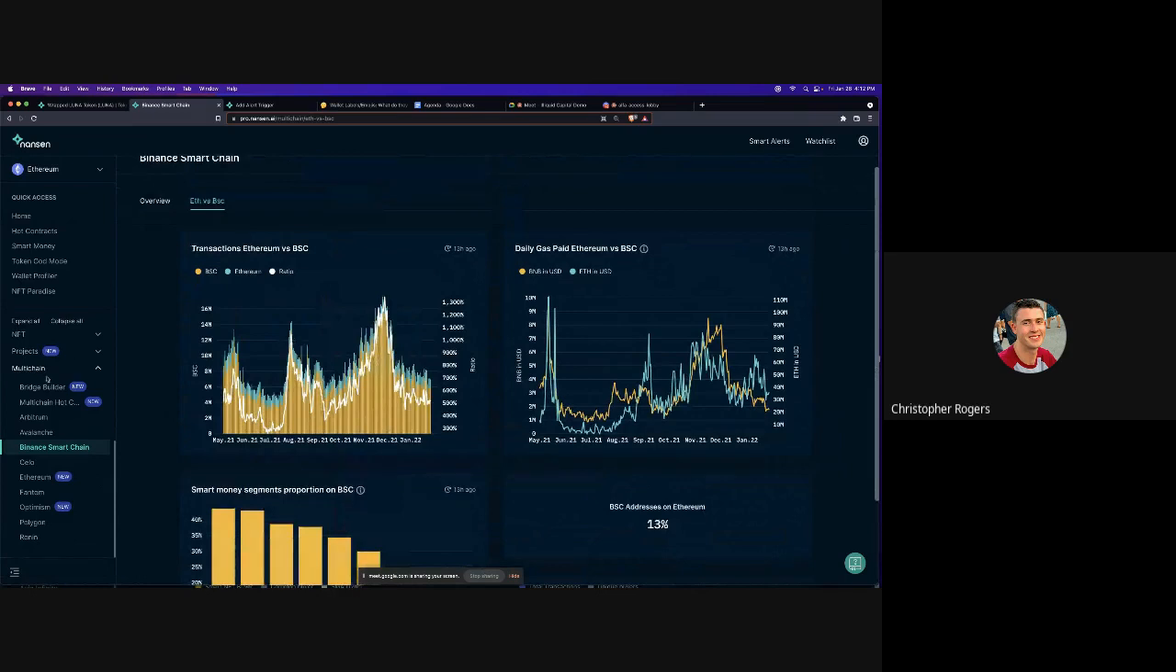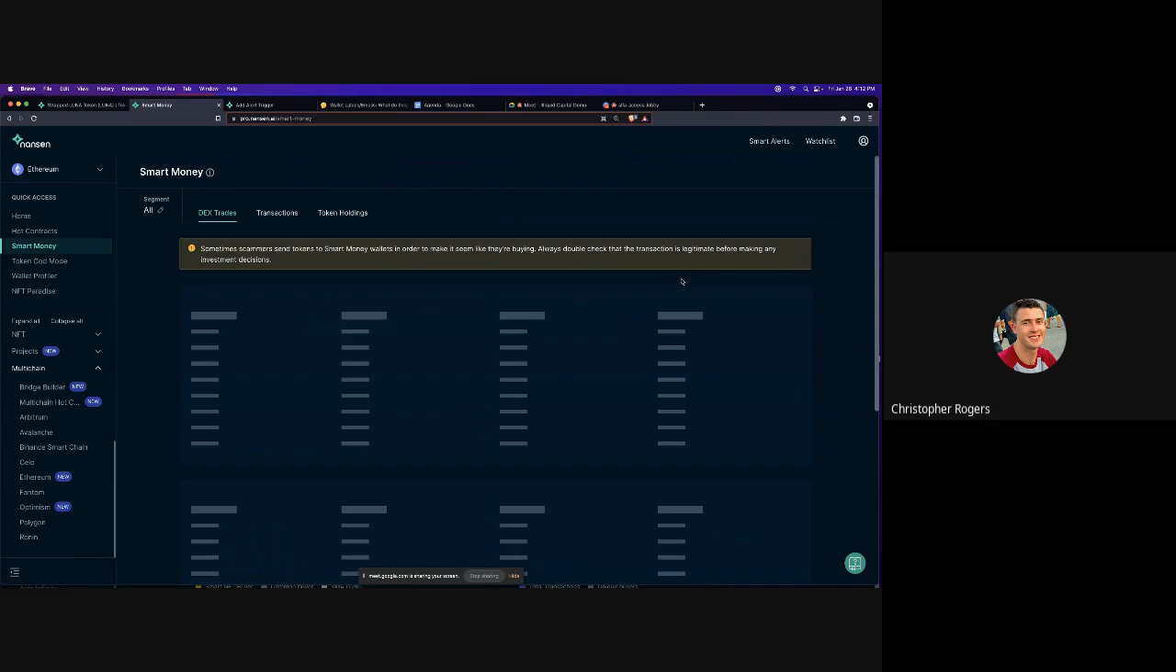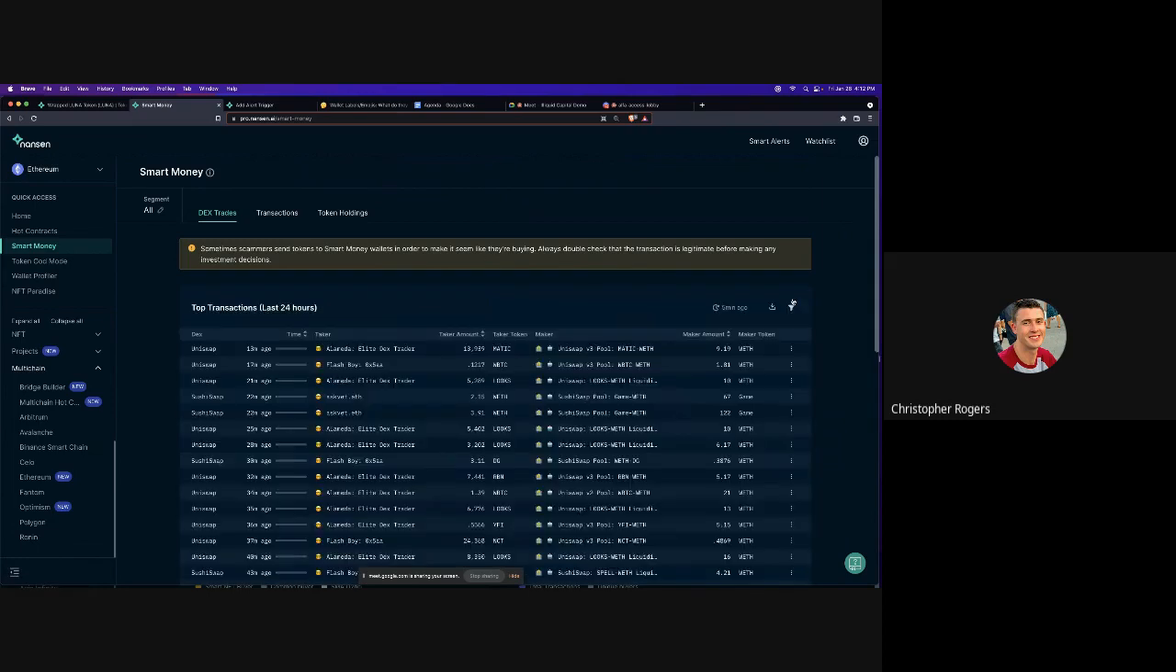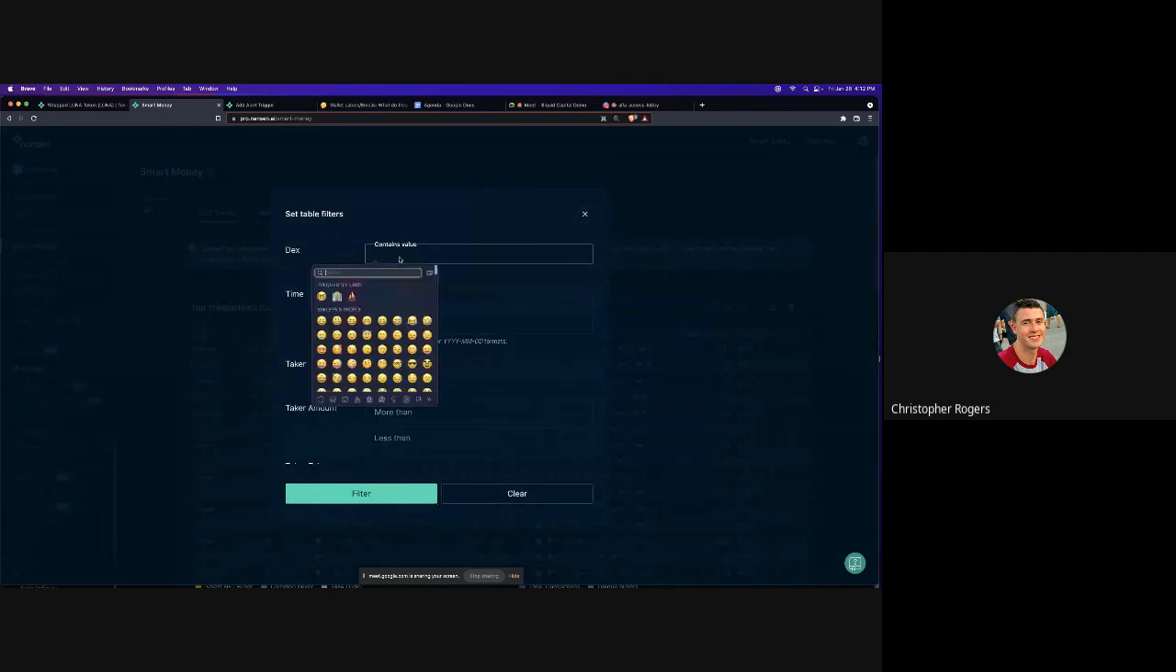In addition to that, if you're using our filters, filtering by the emojis is pretty important. So as I showed you all earlier, you can go ahead and click on the filter section and then load up an emoji if you're looking for a particular type of transaction.